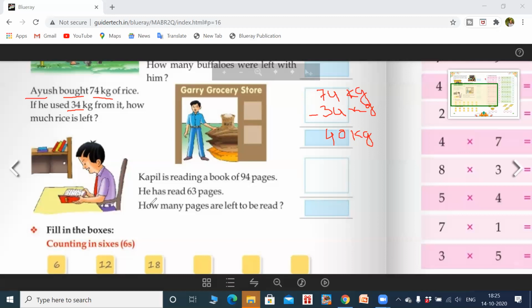Write down please. Kapil is reading a book of 94 pages. So how many pages are left? 94. He has read 63 pages. 63 pages read. Subtract. How many pages are left? 4 minus 3, that is 1. 9 minus 6, that is 3. So 31 pages are to be read.